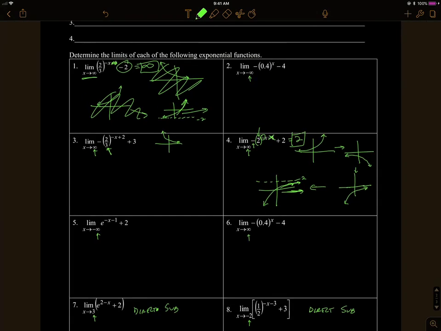I want you to try it for the rest of these. Number 2, number 3, number 5, number 6. You're going to try that on your own, and we'll talk about it in class. There is a way to do this through numerical analysis or some number sense, and we can talk about that in class as well. You don't have to think about the graph.